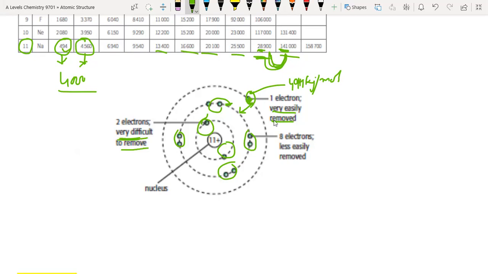So this large energy gap between the successive ionization energies shows that electrons are arranged in different energy orbitals, and these different energy orbitals require different energy to remove the electron from their vacancies.